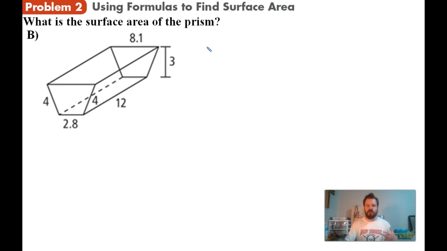Same formula no matter if you're talking rectangular prism or trapezoidal prism. I think we'll do a triangular prism in a minute. We're going to do cylinders, which are really like circular prisms. Okay, so we said that the lateral area is equal to P times H, so perimeter of the base times height of the prism.